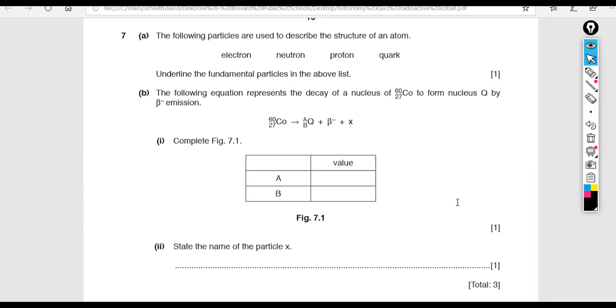This is the quiz that was taken March 11th in astronomy, studying nuclear physics. The following particles are used to describe the structure of an atom. Underline the fundamental particles in the above list. So a neutron and a proton are subatomic particles, but they are not fundamental. They are made up of quarks, which are the fundamental particles. Electrons are also fundamental. They're a class of particle called a lepton.